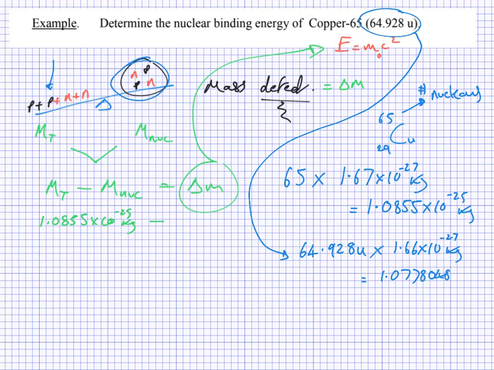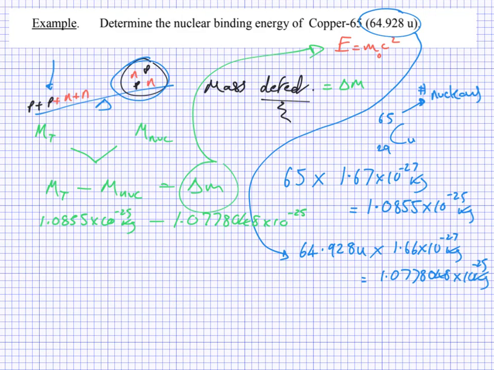8048. Keep all those decimal places in your calculator. To the negative 25 kilograms. And I can bring that over here and do my calculation. So 1.0778048 times 10 to the negative 25.